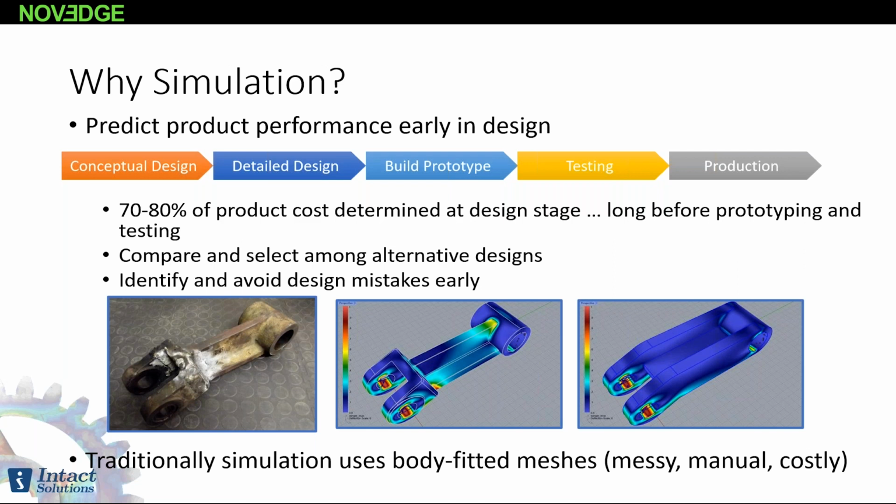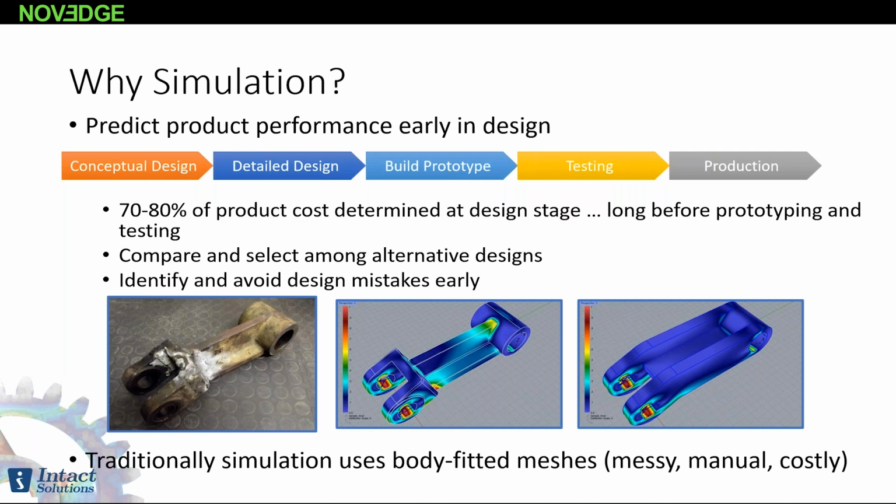We start with a conceptual design, and from the conceptual design, we work on the detailed design, defining what the shapes are that we're going to be creating and how they're going to fit together. Once we're done with the detailed design, we build a prototype. From the prototype, we do some testing, and if everything goes well, we send it on to production. Now, 70 to 80% of product cost is determined at the design stage, long before prototyping and testing.